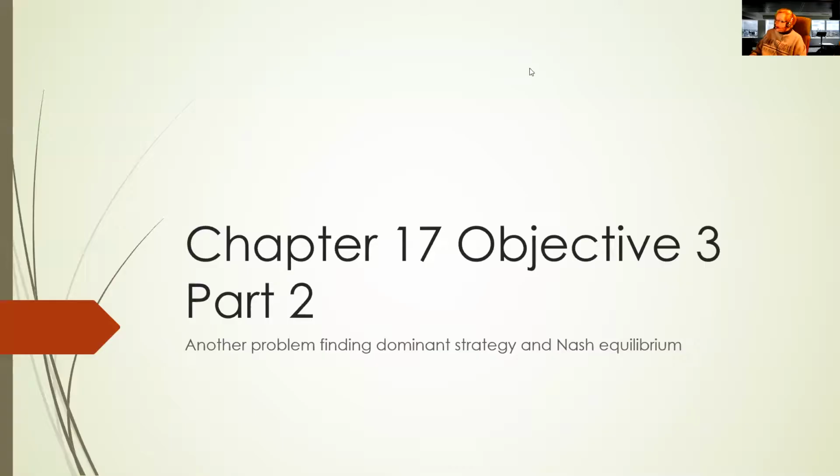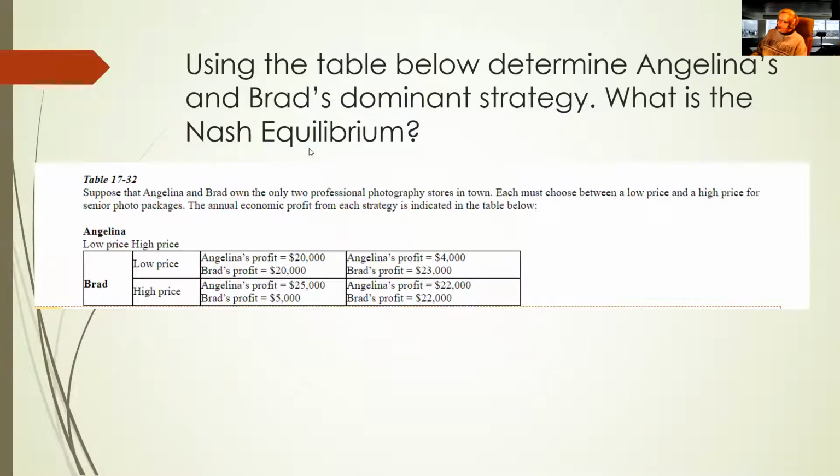Okay, so again, we're going to take a look at another problem of finding the Nash equilibrium. We're going to use this table to determine Angelina's and Brad's dominant strategy and the Nash equilibrium. So let's look at this table for just a moment. And let me enable my inking. Okay, now we're inking.